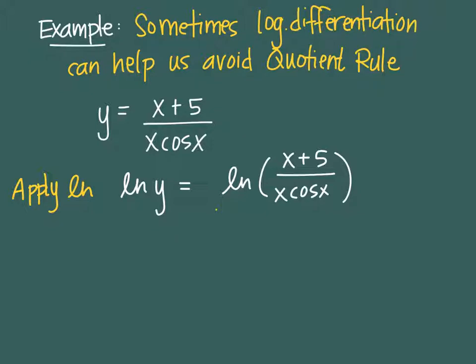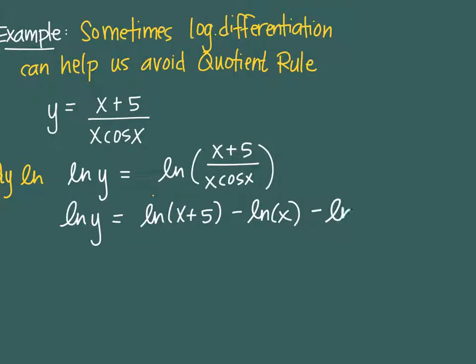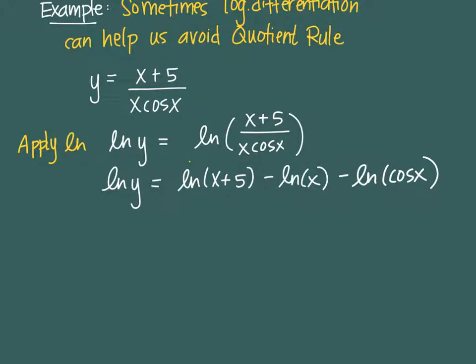And there's a rule for the logarithm of things that are divided. So this could be the logarithm of x plus 5 minus the logarithm of x minus the logarithm of cos x. You can separate the quotient and the product, and it's a lot easier to take all those derivatives than to do the quotient rule. So once you have that, now you can apply the derivative.